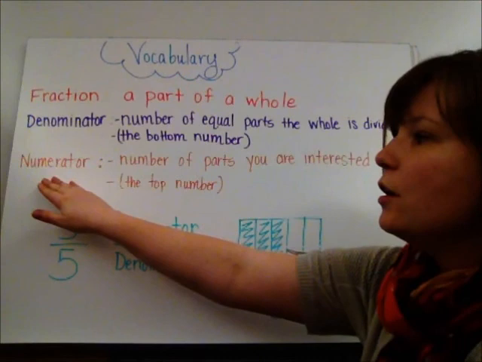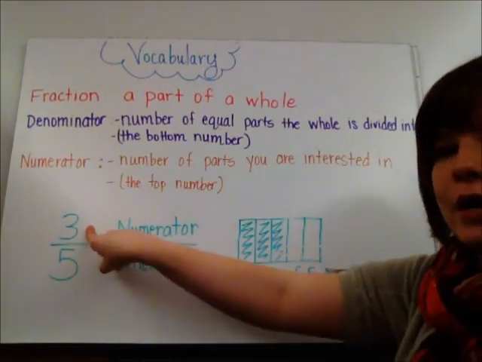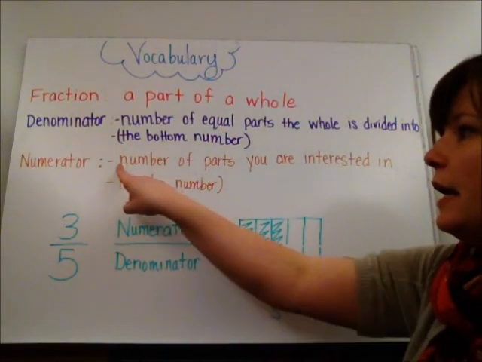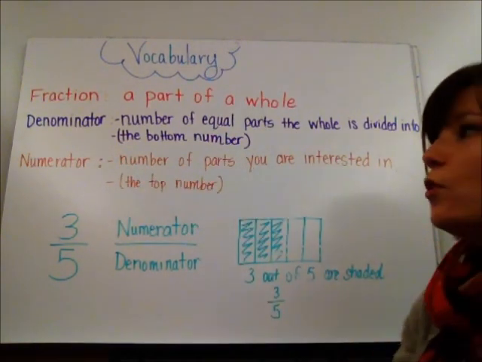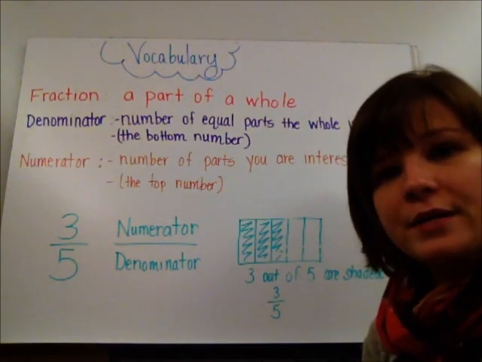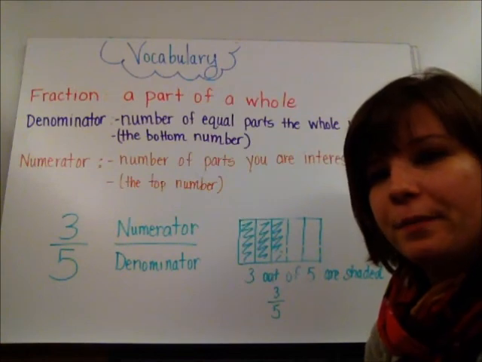And our last word is numerator. The numerator is the top number in a fraction. It's the number of parts you are interested in. So go ahead and make sure you have all those written down with their definitions, and then we'll describe it a little bit more in detail here.